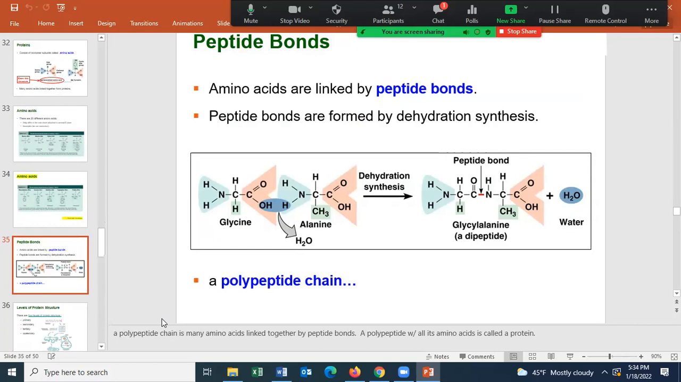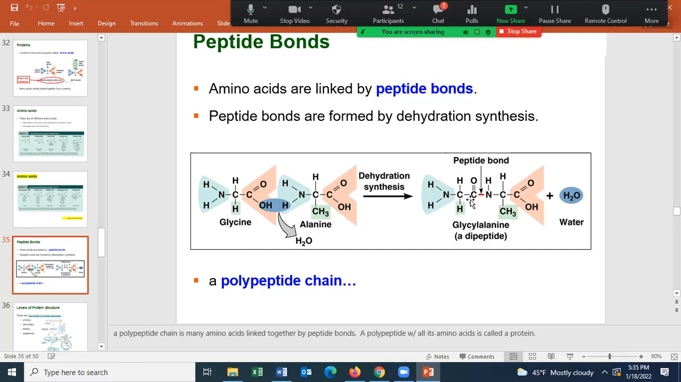Amino acids are linked together by peptide bonds. That is where the OH comes off of this amino acid and the hydrogen comes off of this amino acid. And then this nitrogen directly bonds to that carbon of this amino acid. And that happens in a dehydration synthesis. Water comes out, and then that nitrogen bonds directly to this carbon here. And this we call a peptide bond because this bond is seen in peptides, meaning proteins.